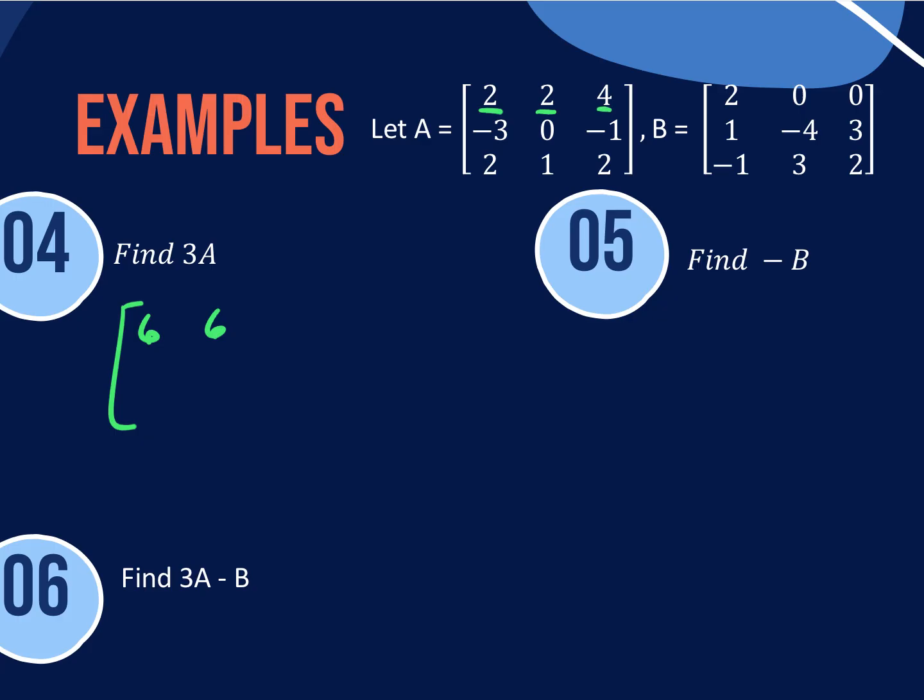3 times 4 is 12. And then you go to the second row. Negative 3 times 3 is negative 9. 3 times 0 is 0. 3 times negative 1 is negative 3. And then we move on to the next row. 3 times 2 is 6. 3 times 1 is 3. And then 3 times 2 is 6. All right, there's nothing hard about this. Should be super straightforward, super easy.